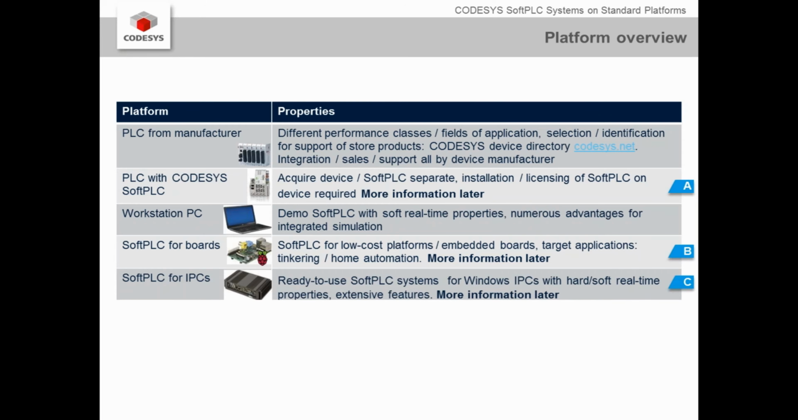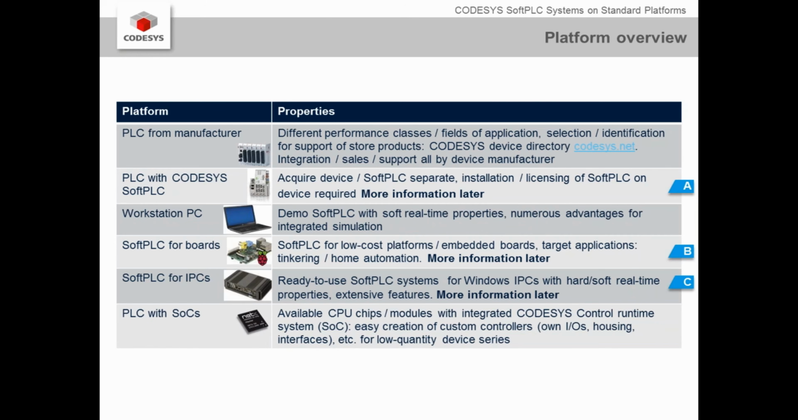So let's come to the fifth platform. You could choose an industrial PC with Windows. And there is a SoftPLC in the CODESYS Store, which you can just download and install on such a PC. And again, this will be discussed in a few minutes. So these are the three different cases we will discuss a little bit more in detail. But there are still some more options.